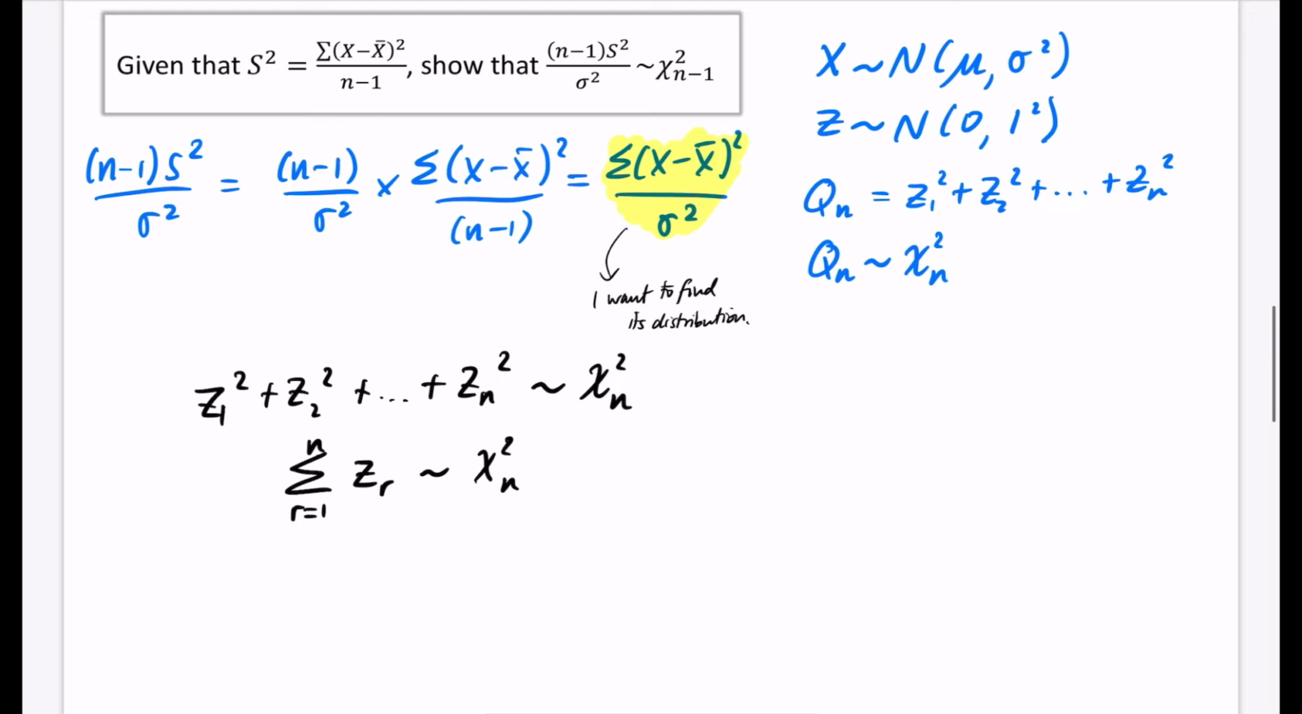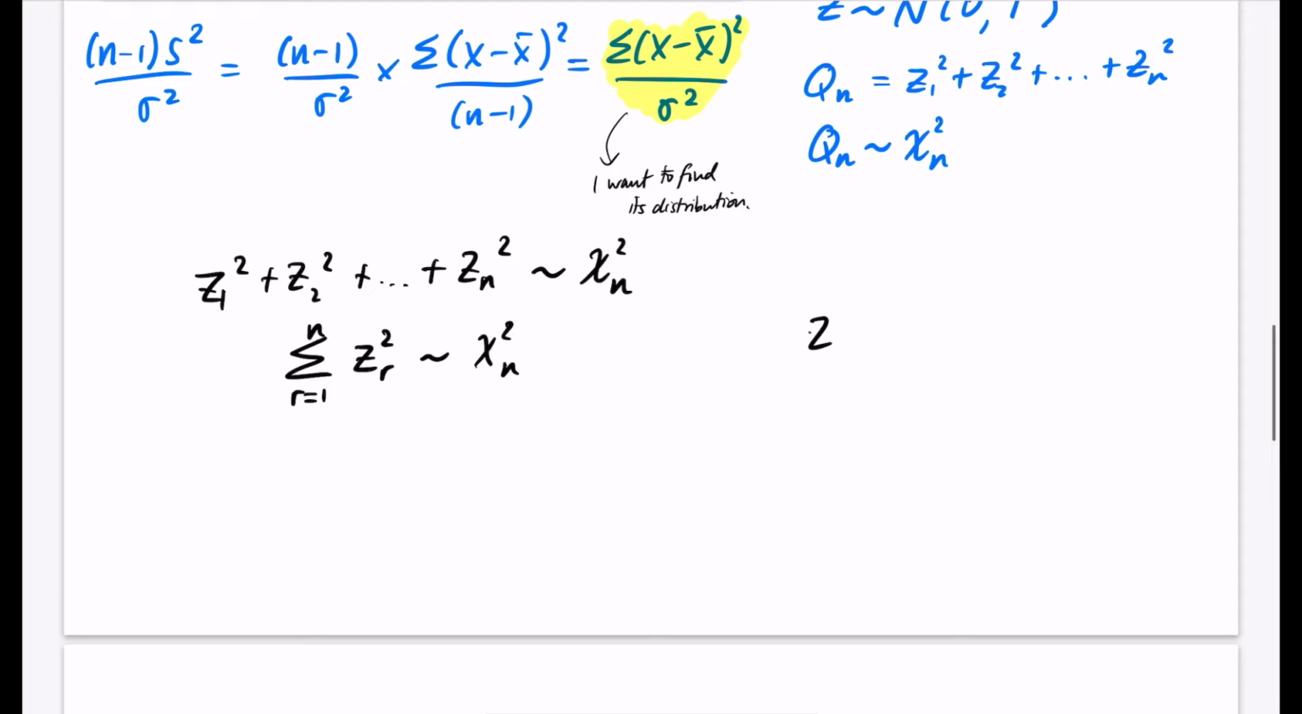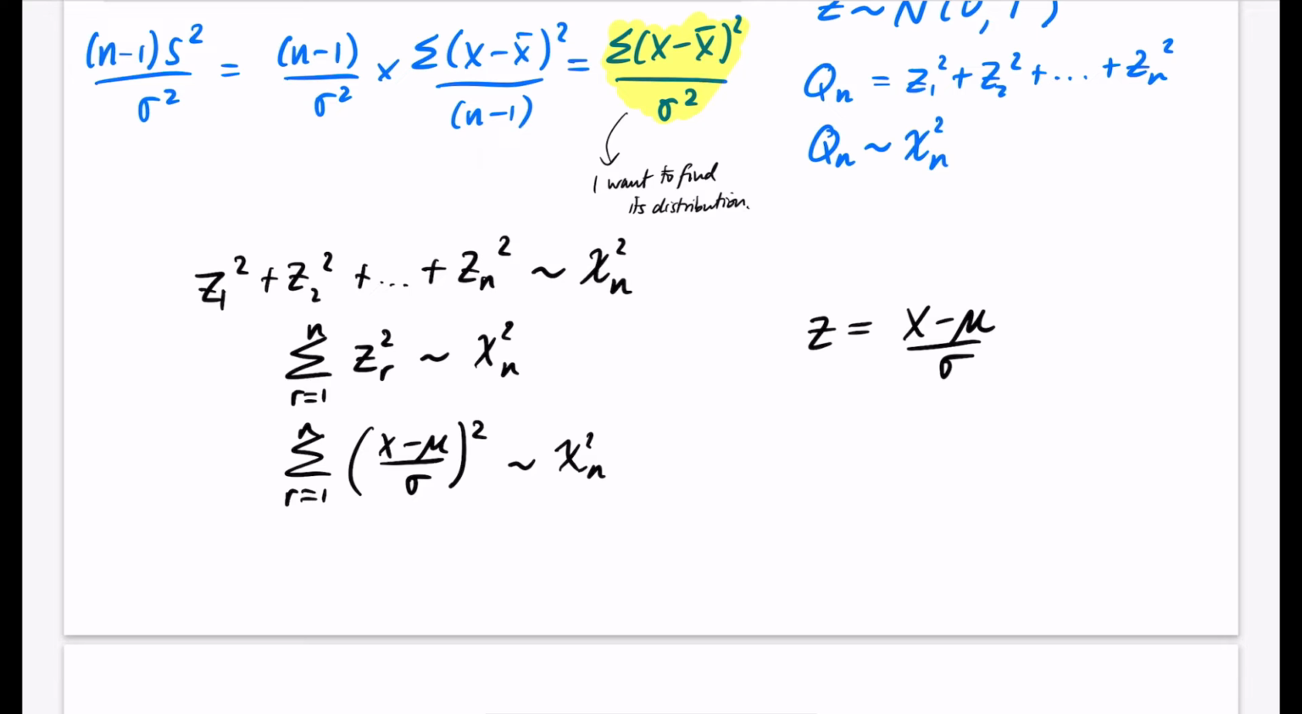I know that I can take the x that we've got and standardize it so that I can replace it with z. Oh, sorry, this should say z squared. So let's replace it. I'm going to use the fact that z is equal to x minus the mean divided by the standard deviation. So the sum from r equals 1 to n of ((x minus mu) over sigma) squared is going to have a chi-squared distribution with n degrees of freedom. I'm never good at drawing the chi-squared bits.